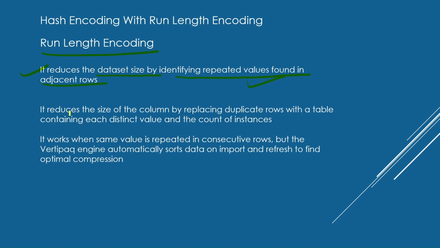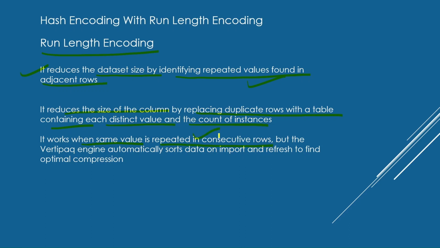It reduces the size of the column by replacing duplicate rows with a table containing each distinct value and the count of the instances. So how does run length encoding work? It will create a separate table, with one row for each distinct unique value, and the second row is the number of duplicate values present in that column. It works when a value is repeated in consecutive rows.